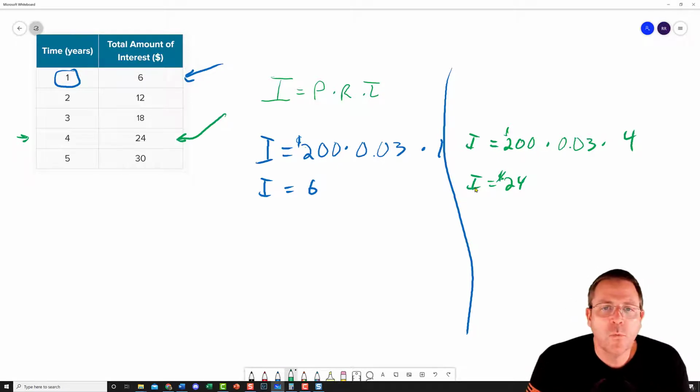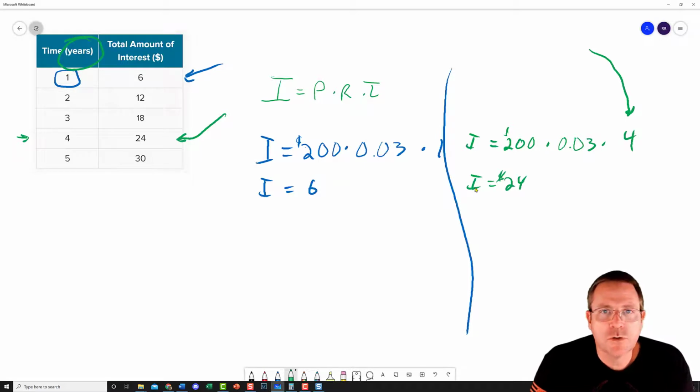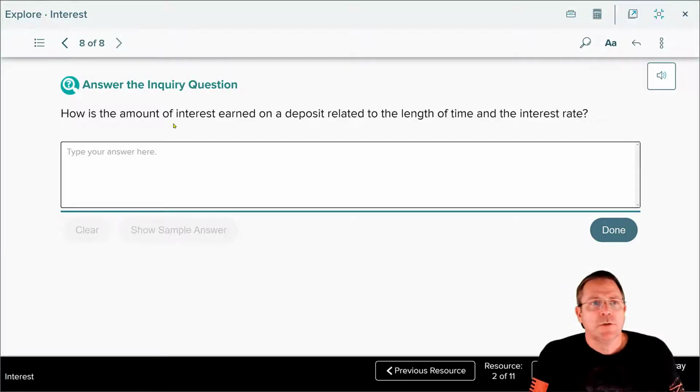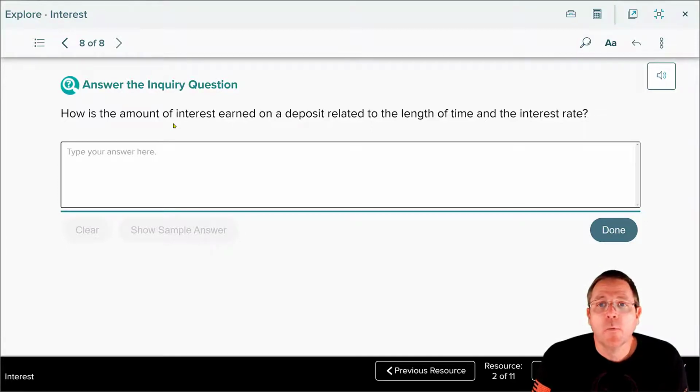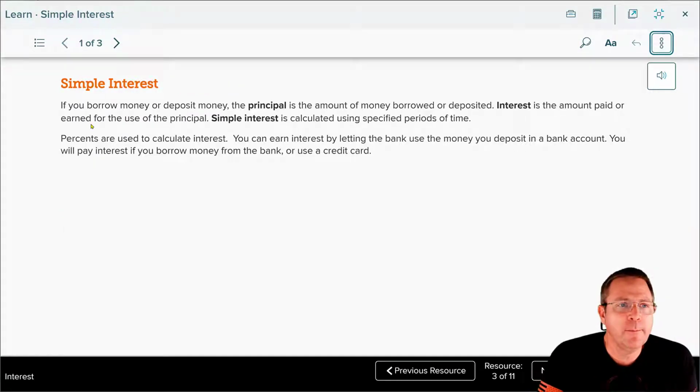The formula is going to work, but did you notice anything particular about the unit of time? The unit of time is always based on years. That's what the simple interest formula is designed to work with, years of time. Now that leads us to an inquiry question of how is the amount of interest earned on a deposit related to the length of time and the interest rate? Well, the longer the money is in the bank, the more interest you're going to get. The higher the interest rate, the more money you're going to get. So let's start getting down into the meat of the lesson.